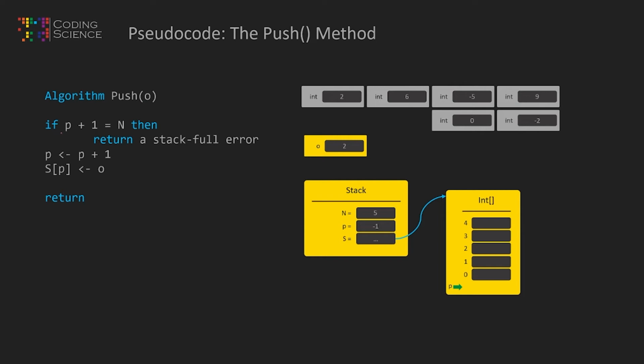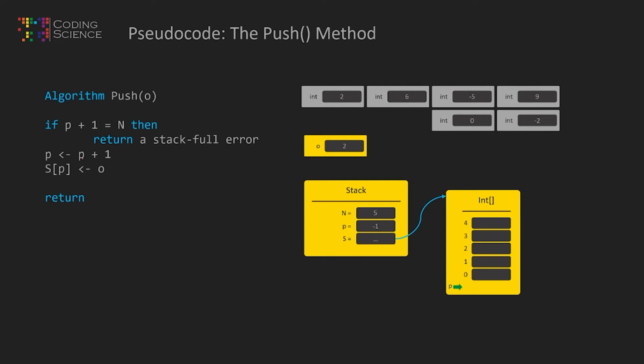We'll go to the next. We do a check. If p plus 1 is equal to n, then we maybe do something. So p plus 1. P is at -1 at the moment. We'll add 1, that becomes 0. Now n has the value 5. 0 is not equal to 5. Then we will ignore that line completely and we'll jump to that line.